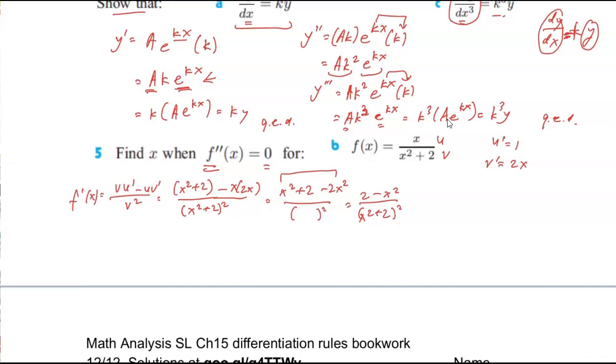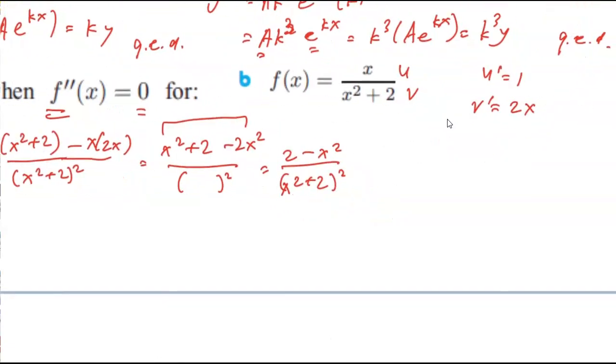Now we need to find the second derivative of this function. Again, we have a quotient, and the u dash would be negative 2x. The v dash would be 2 times x squared plus 2 to the first, times chain rule, which would be 2x. So I could simplify that to be 4x times x squared plus 2.